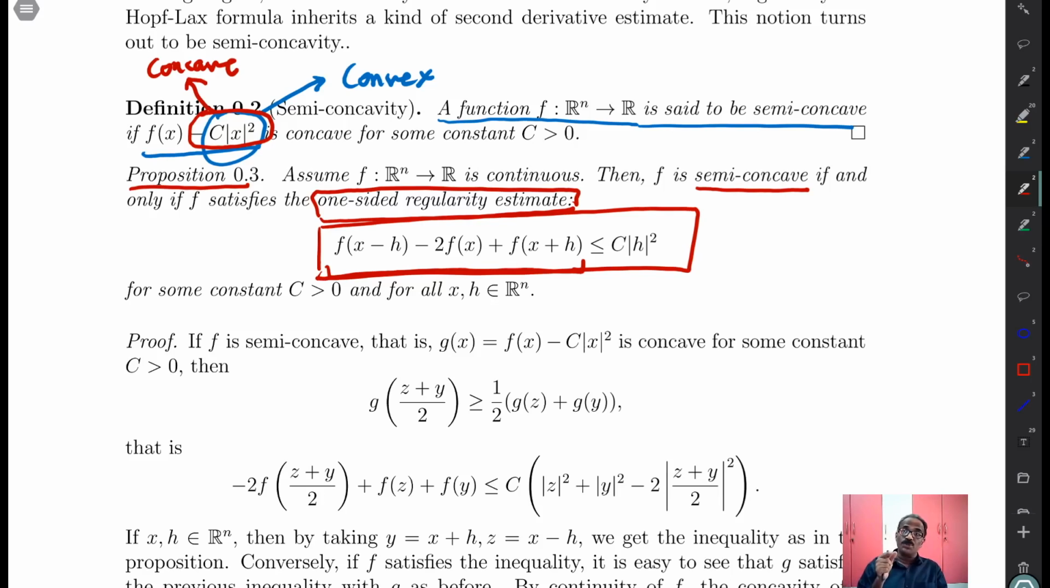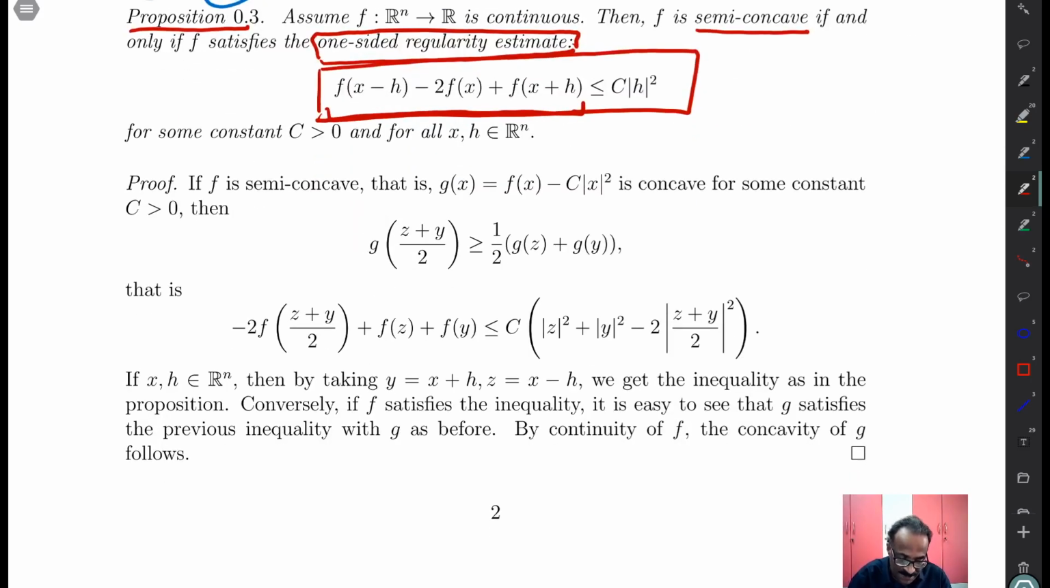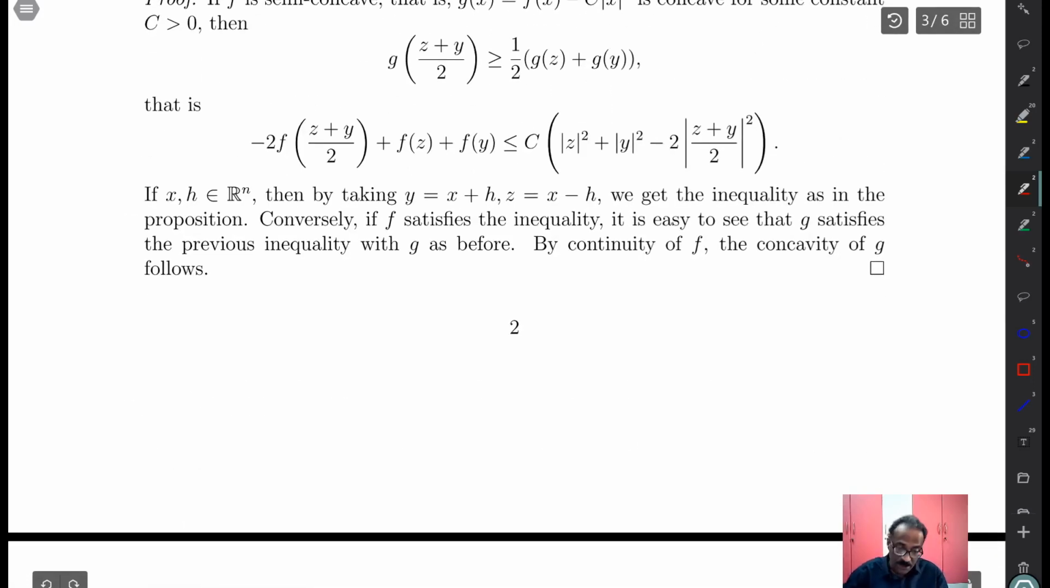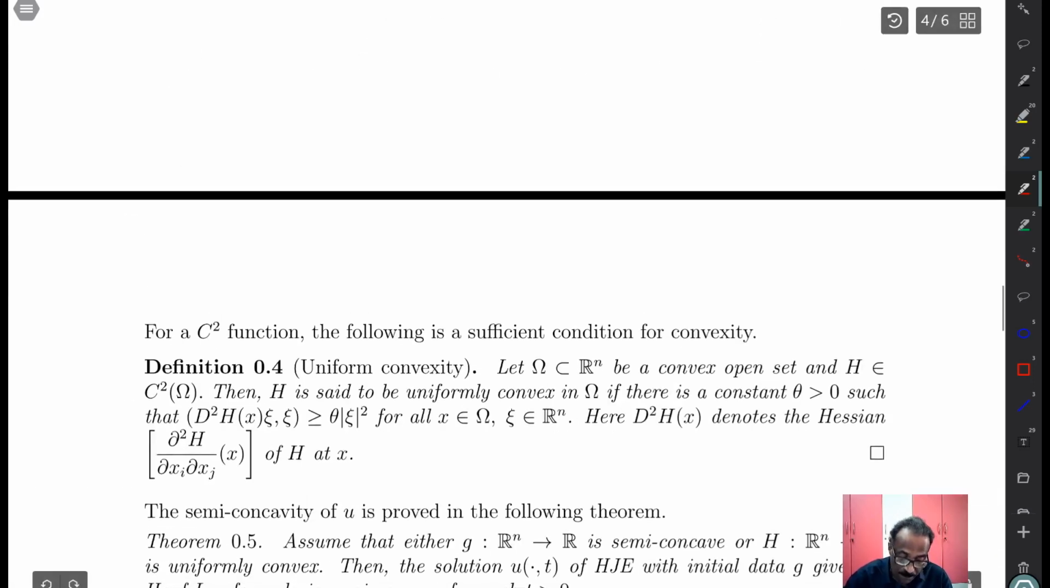So what you are going to show is that your u given by the Hopf-Lax formula satisfies such an estimate, and under that estimate you have your unique solution. The proof is given here. Some of the proofs I have presented here, but I don't want to even read them. You can go through it, and it's not very difficult. Some proofs are more difficult; some are presented here, and for some you can refer to the book.